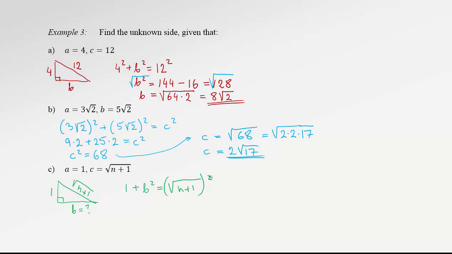But as we know, the square cancels the root. So on the right hand side, we really have just n plus 1. On the left-hand side, we have b squared plus 1. So let's move this 1 to the right. That becomes negative 1. And then we can reduce the positive and negative 1, leaving us with b squared equals n. However, after taking square root on both sides of the equation, b by itself becomes just root of n. So this time, the length of b is given as an expression. But that's okay.